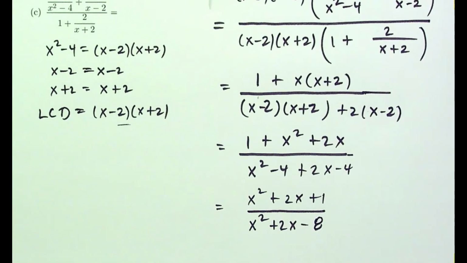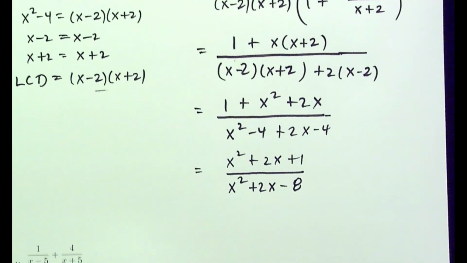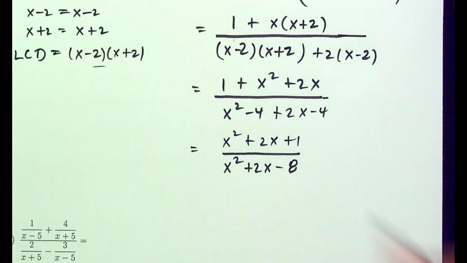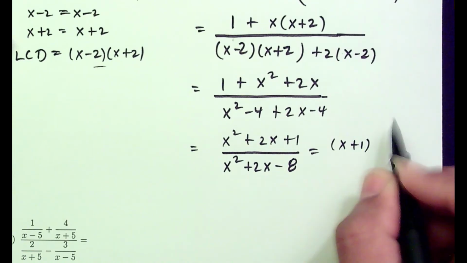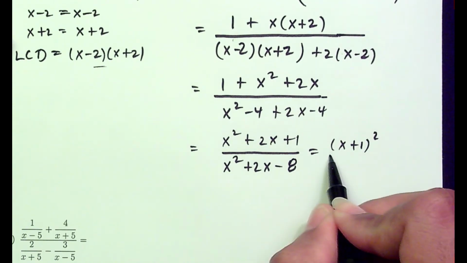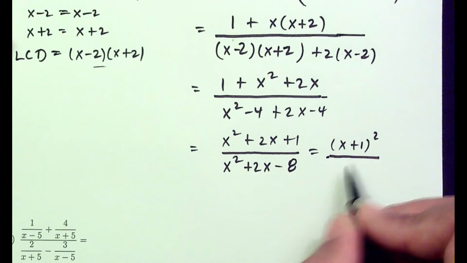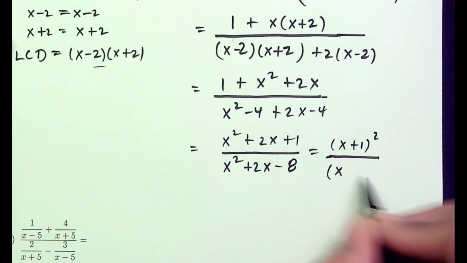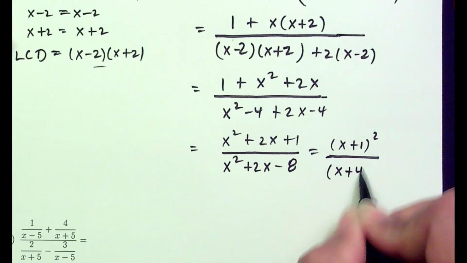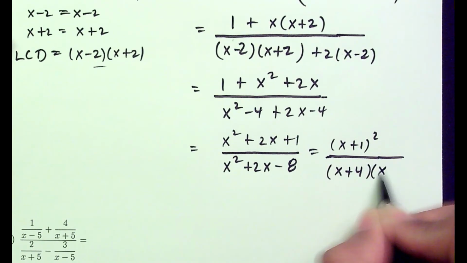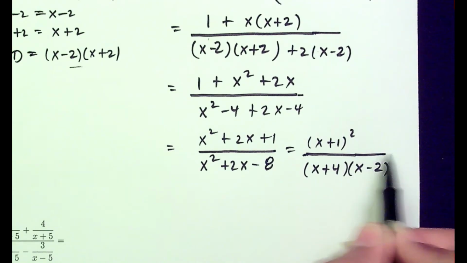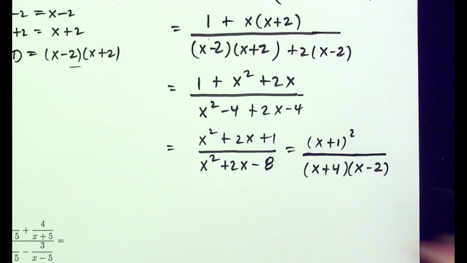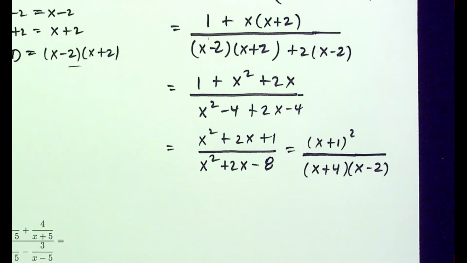Okay, and then you ask yourself, can we simplify this anymore? Well, the top, if you factor it, factors as (x plus 1) squared. And the bottom factors as (x plus 4)(x minus 2). And that's it. That's how you factor that. And you see there's nothing repeated. You cannot factor this any further, and you cannot cancel anything.